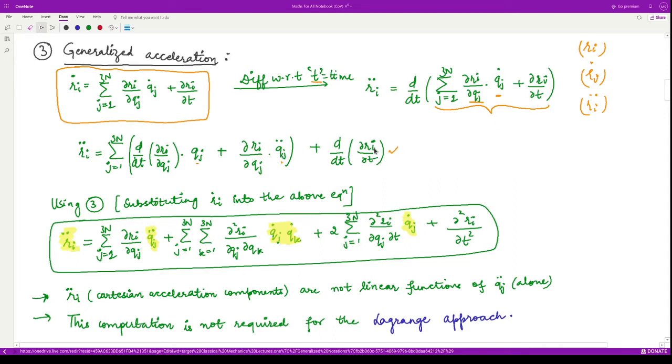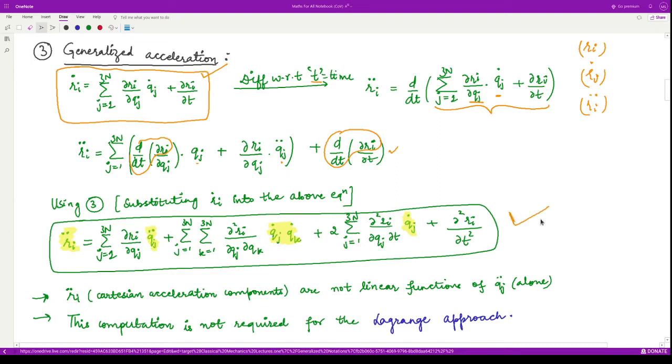Now here this term simply becomes Ri dot, right? And here also we have this term, so this also becomes Ri dot. So we can replace the values of Ri dot from here and here using this equation. So when you substitute this equation into this and simplify things, our final equation becomes this.